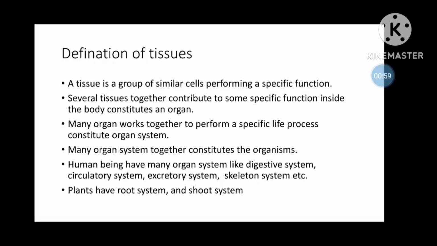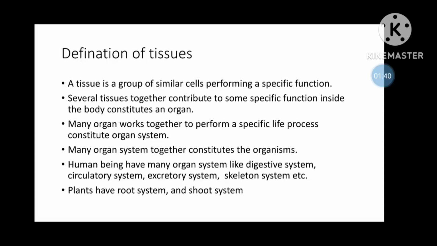Many organs work together to perform a specific life process, which constitutes your organ system. You know, in an organ system, many organs work together. For example, your digestive system is an organ system. In your digestive system, many organs like your stomach, your esophagus, your liver, your pancreas, your intestine all work together to carry out this life process.